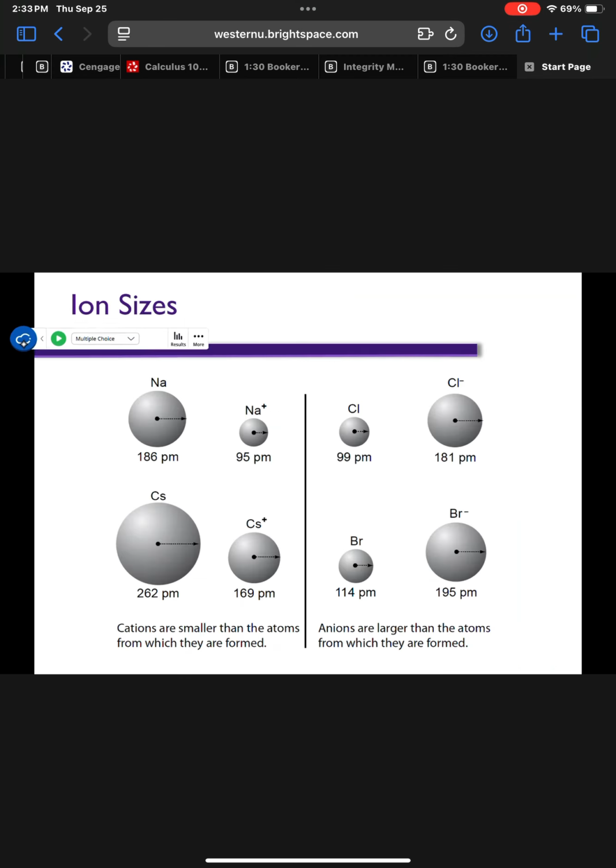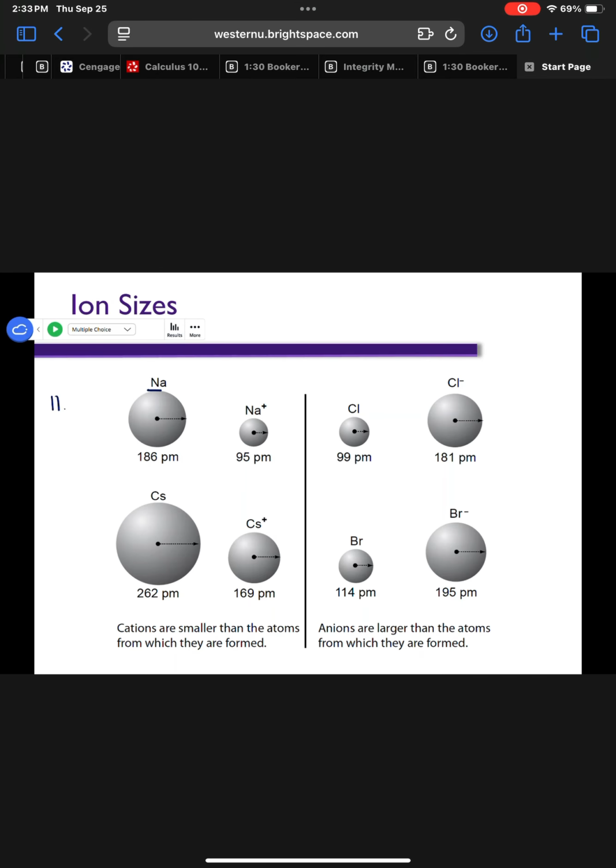Okay, so we've been looking at atoms so far that are neutral, but we now need to add to the discussion when we're working with ions. What happens to the size of that ion when it goes from neutral to charged? So let's start here with sodium.